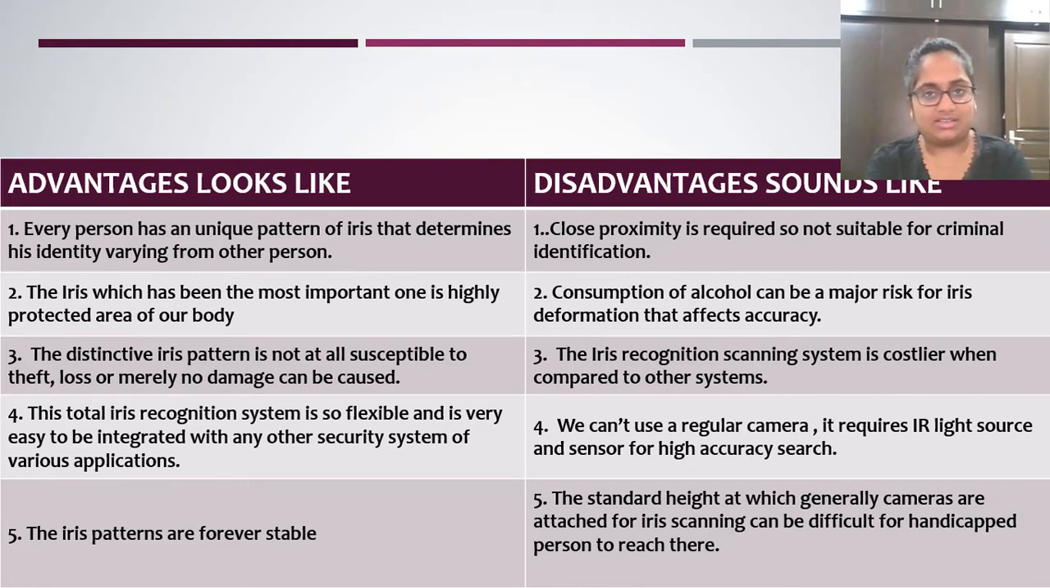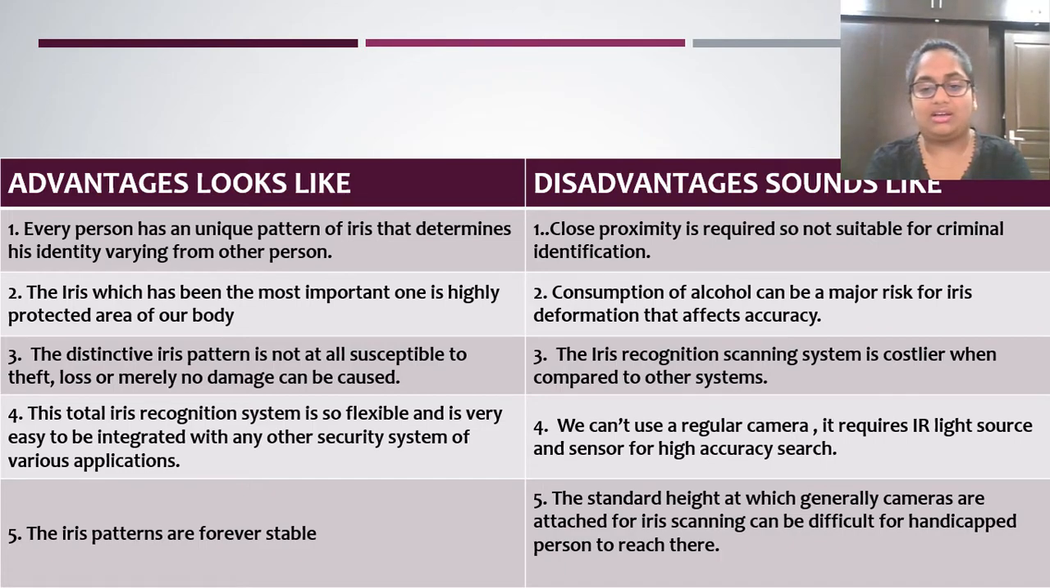Every coin has another side. Similarly, the iris recognition system also has a few disadvantages. This system proves very unuseful while capturing criminals, because it generally demands a very close proximity of the human iris to the camera, which is not going to be possible in the case of criminals, because criminals are not going to keep their iris very close to the cameras anyway.